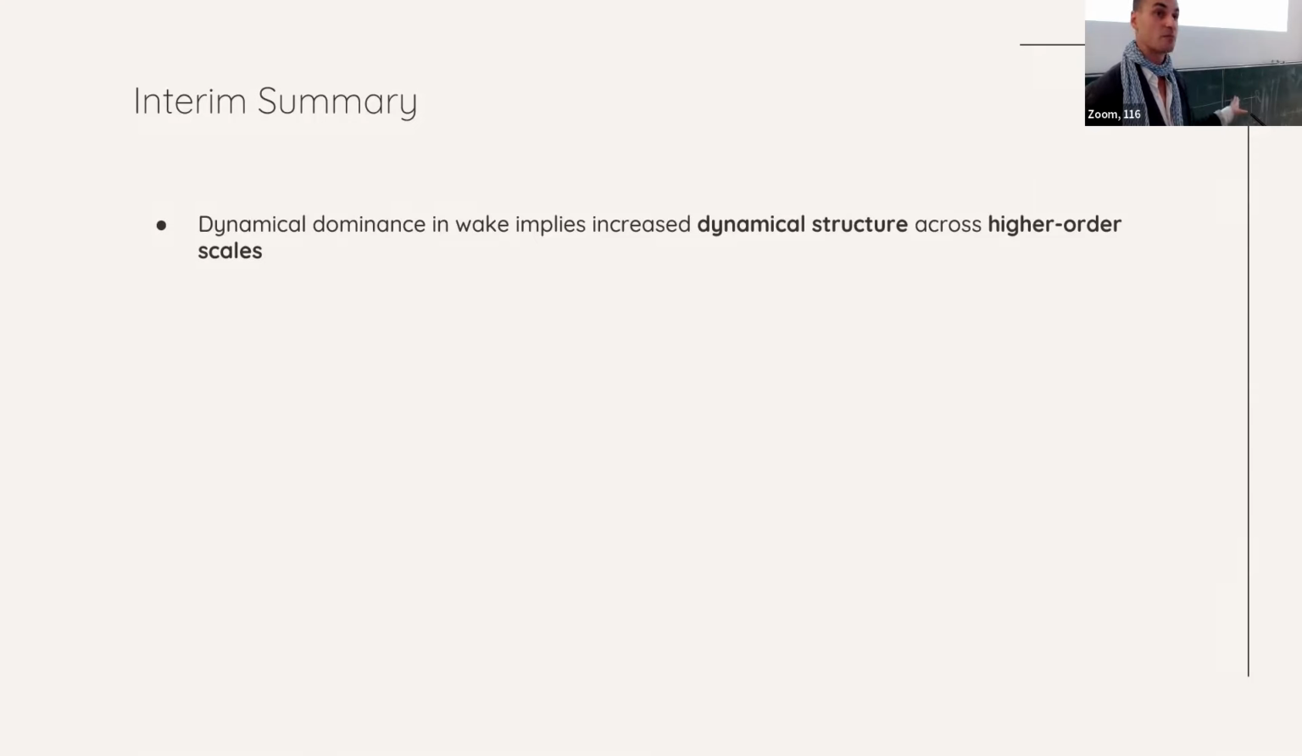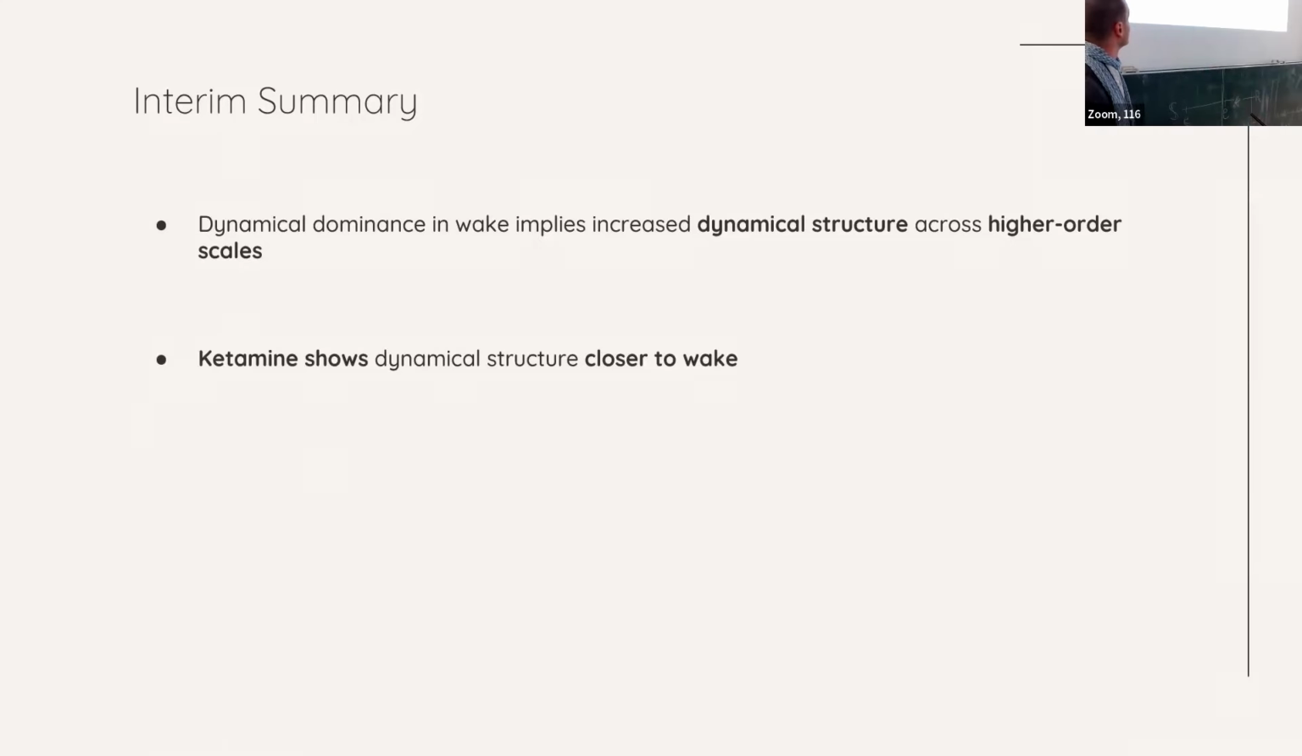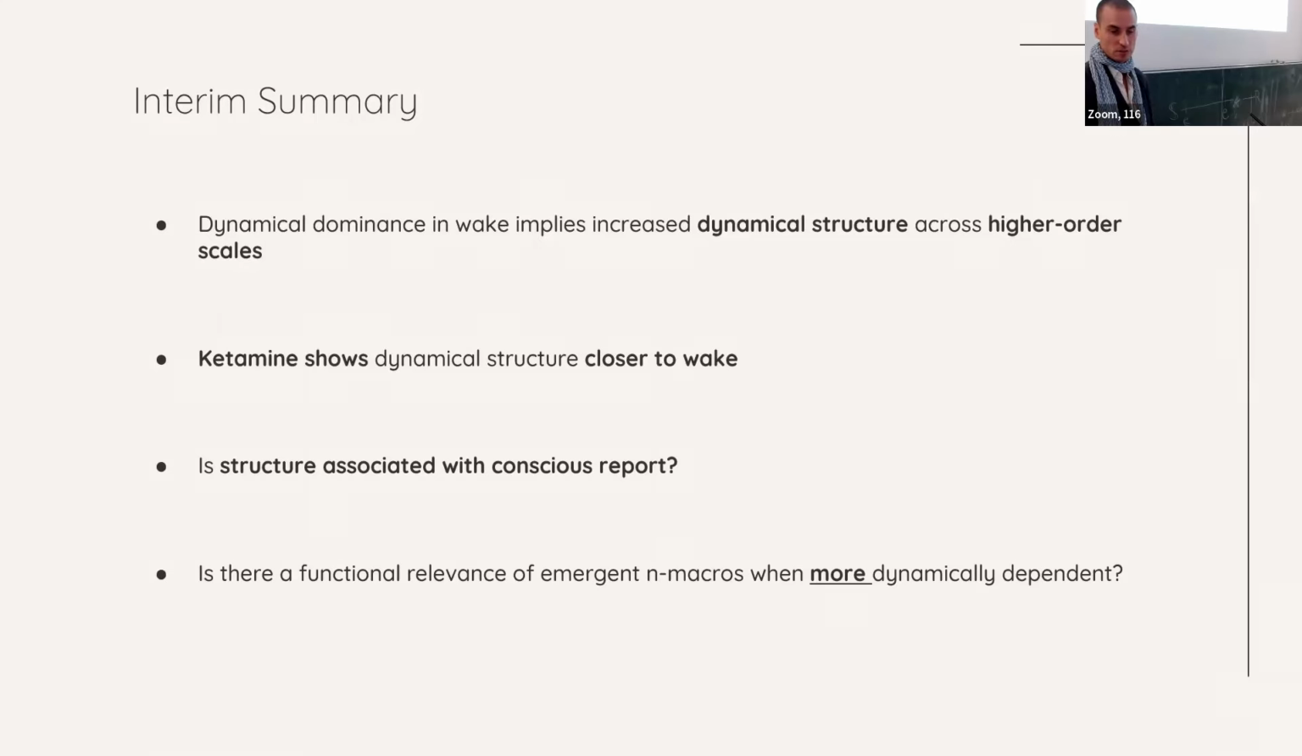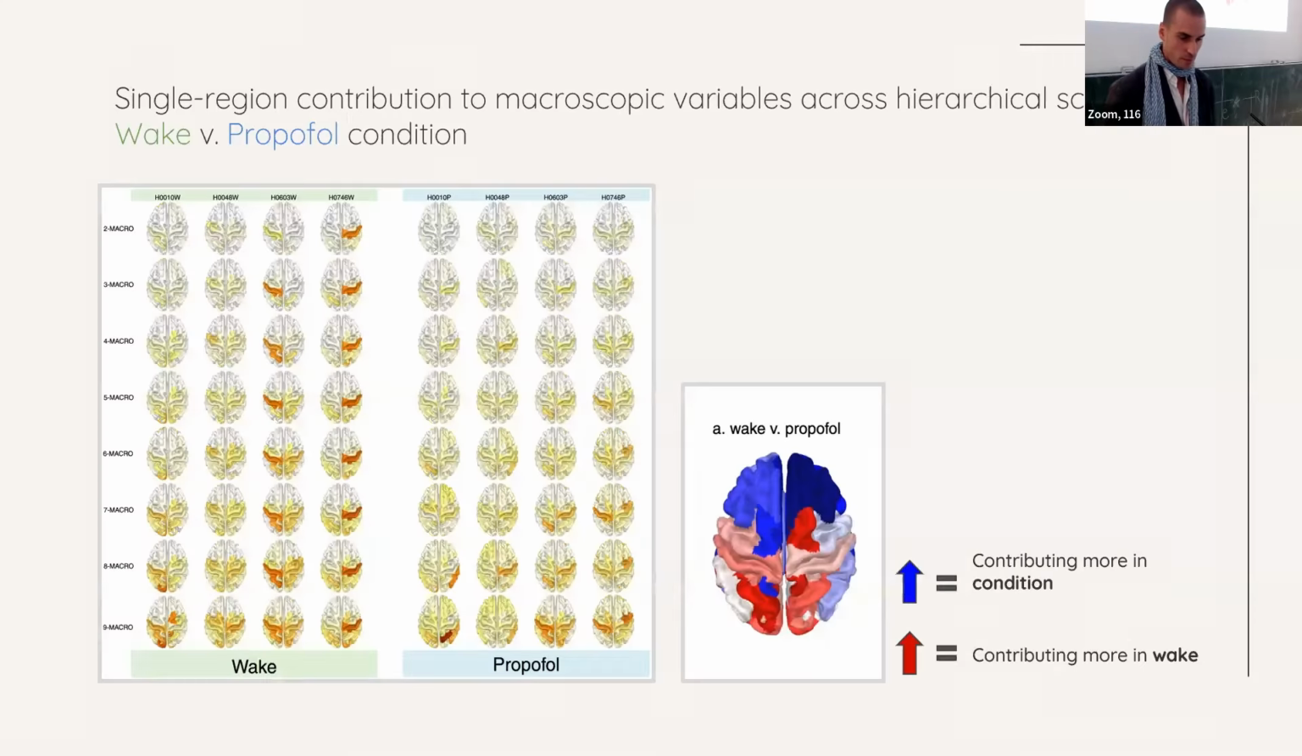across higher order scales. Ketamine also shows some dynamical structure, which is interesting because conscious reports were actually collected when they emerged out of ketamine, affirmative conscious reports, while for propofol and xenon, they reported no consciousness under the anesthetic. So this begs the question for me, might dynamical structure be associated with conscious report? Our preliminary study shows that it is. And maybe because the dynamics are more dependent across scales, might this indicate the functional relevance of emergent macros to conscious reports?